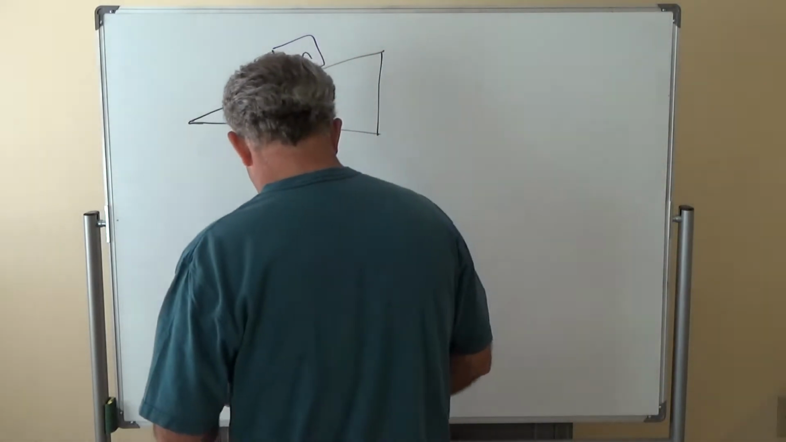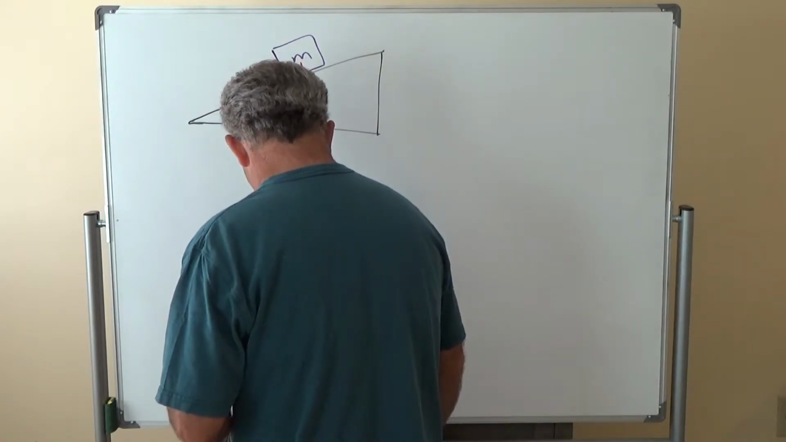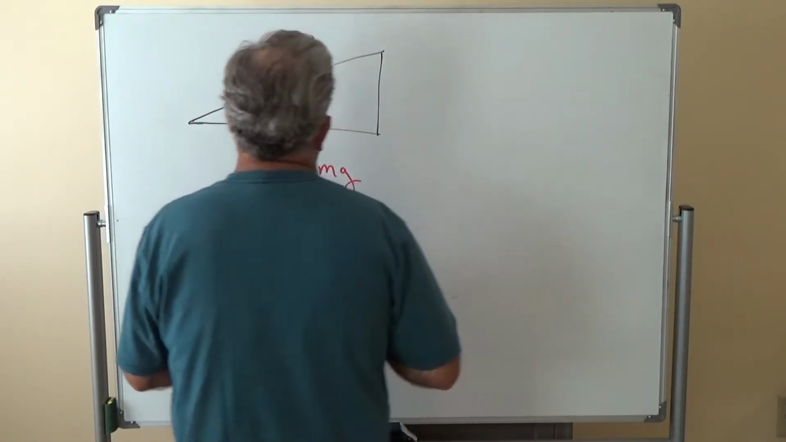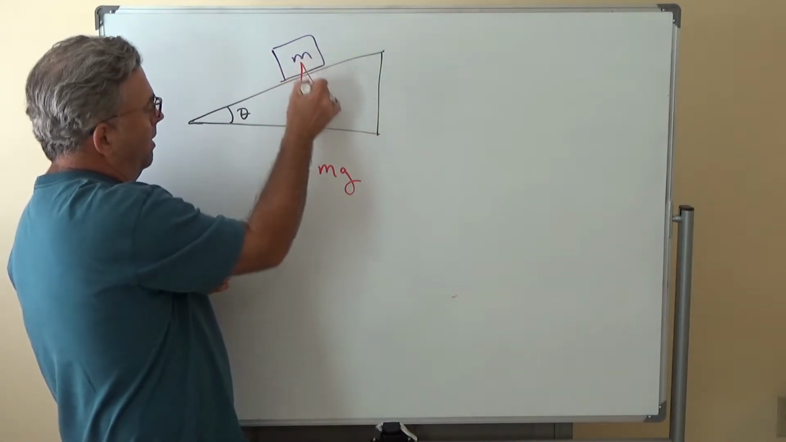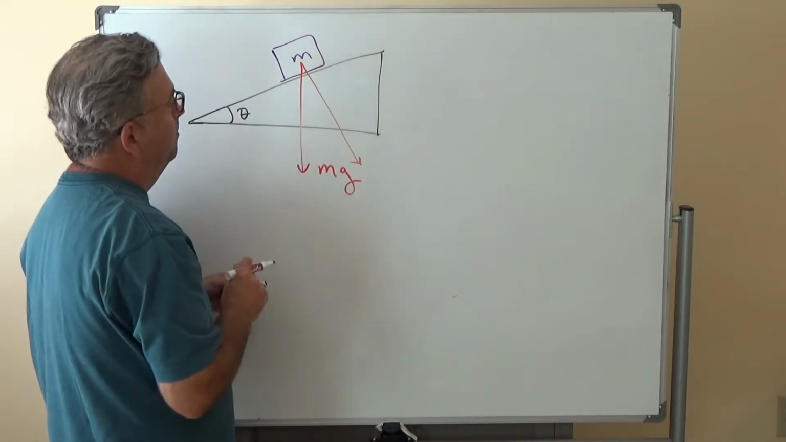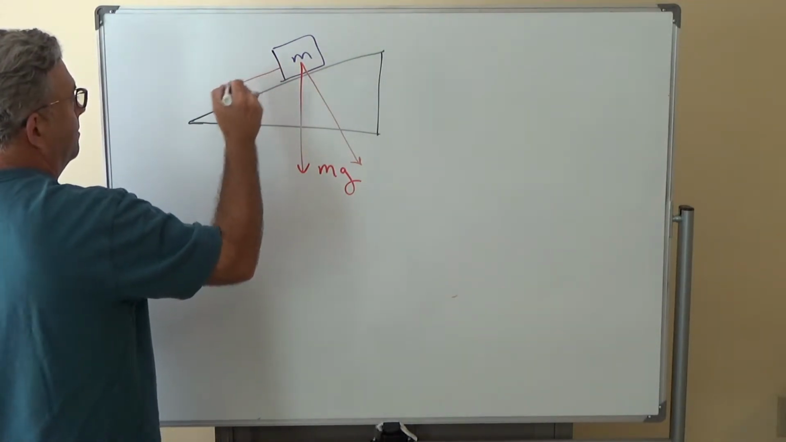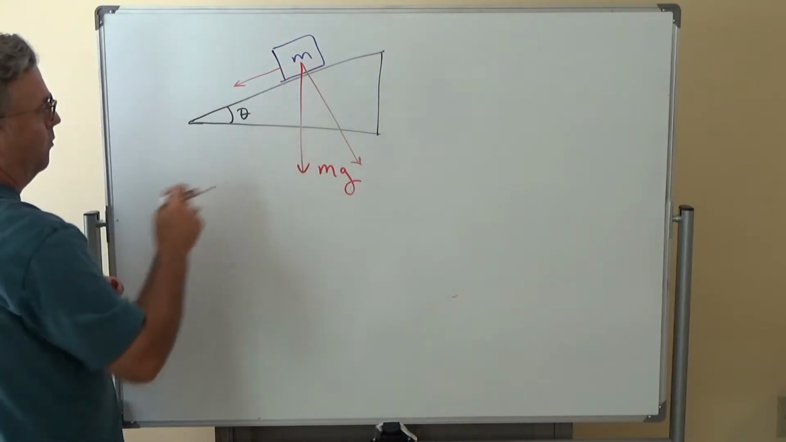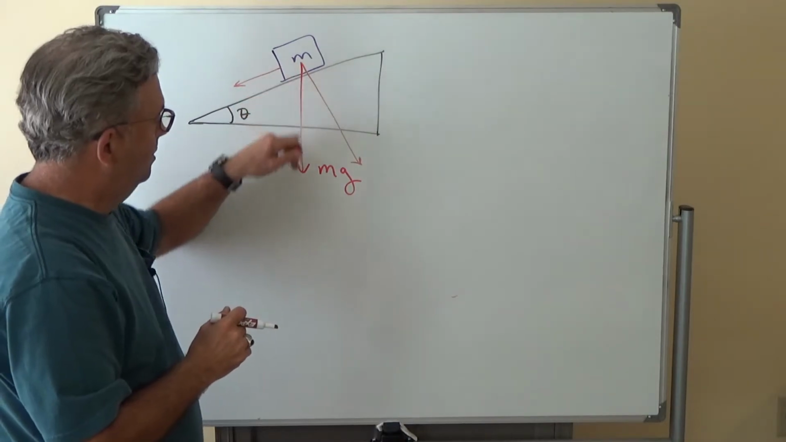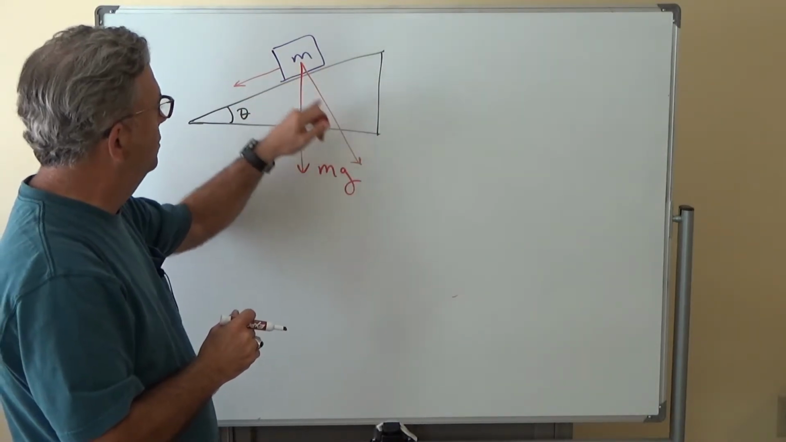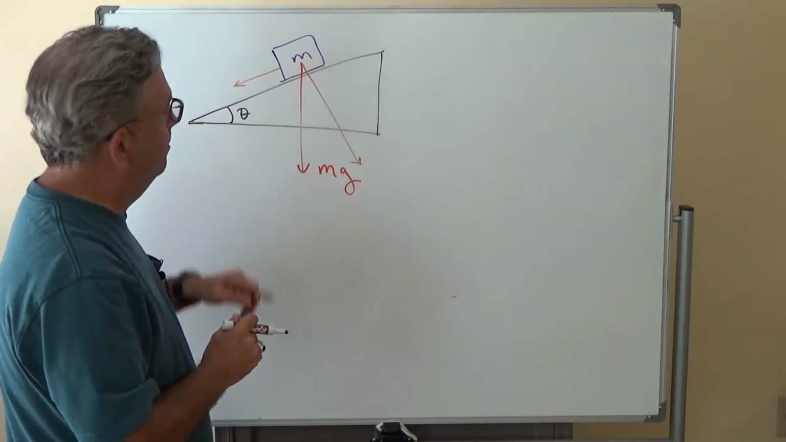Okay, so I'm going to break this up into components. A component that is perpendicular to the plane and a component that is parallel to the plane. That's this force. That's this little mg broken up into a component perpendicular to the plane and a component parallel to the plane.